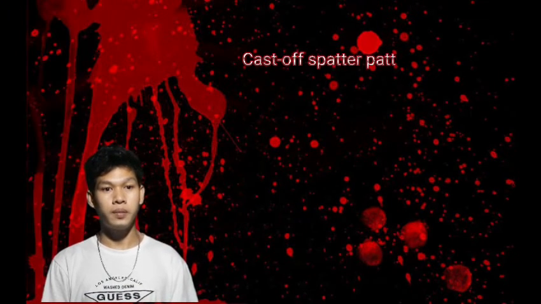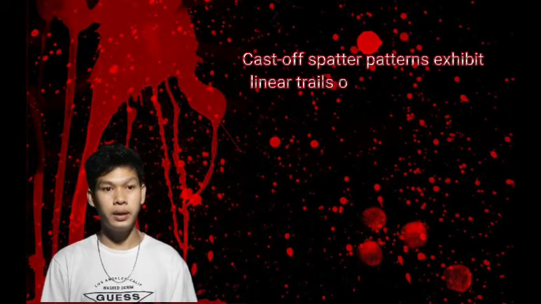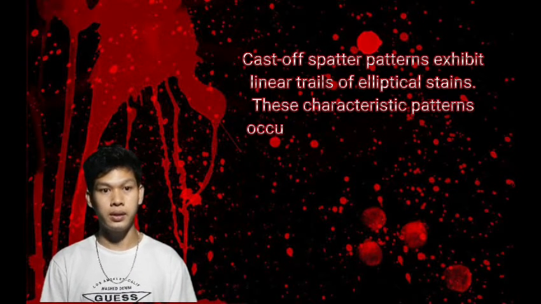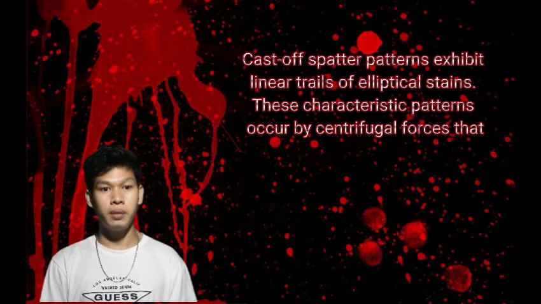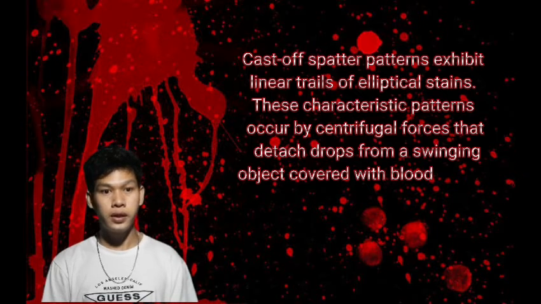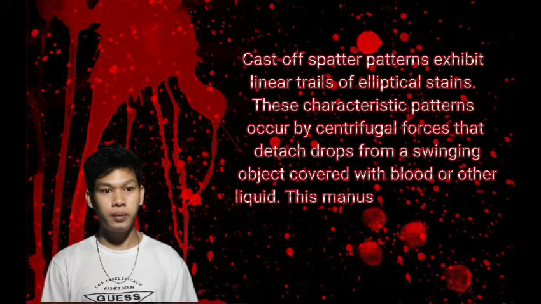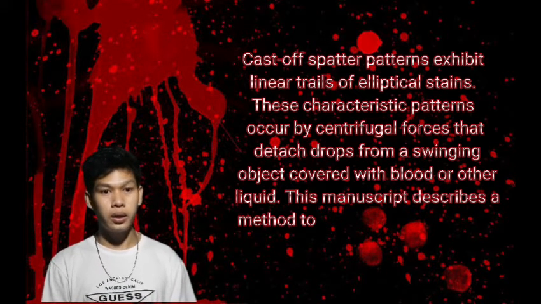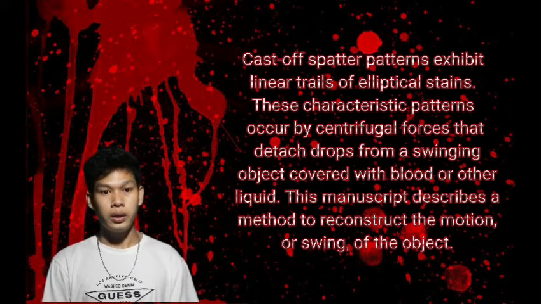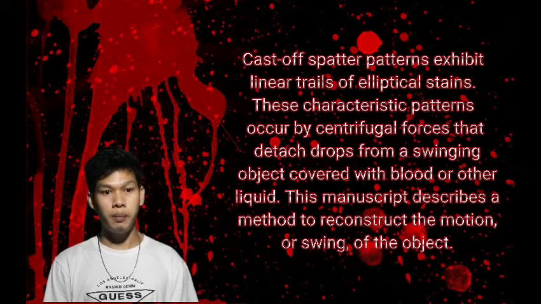Next, cast-off spatter patterns exhibit linear trails or elliptical stains. This characteristic pattern occurs because of centrifugal force that detaches drops from a swinging object covered with blood or another liquid. This method can be used to reconstruct the motion or swing of the object.